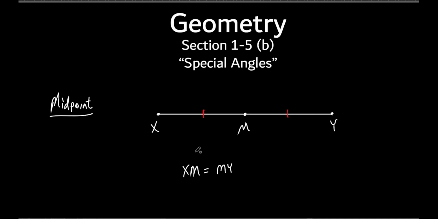All right, so here we go. This means that the length of line segment XM is equal to the length of line segment MY. How do I know that? Am I just guessing? Because of the tick marks, right? The tick marks tell me that those two line segments are equal to each other. So if you have XM and then from M to Y, and they're equal to each other, what does that tell you about M? It's the midpoint, that's right.